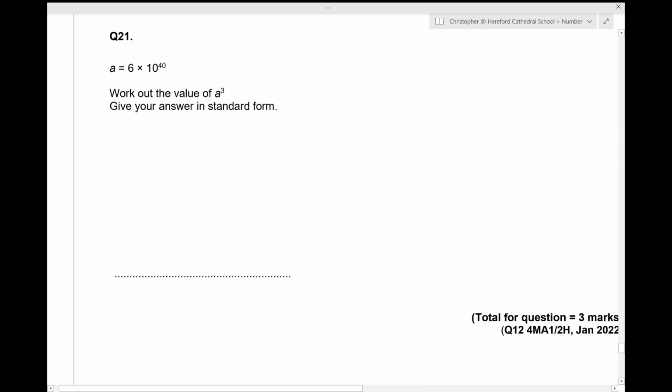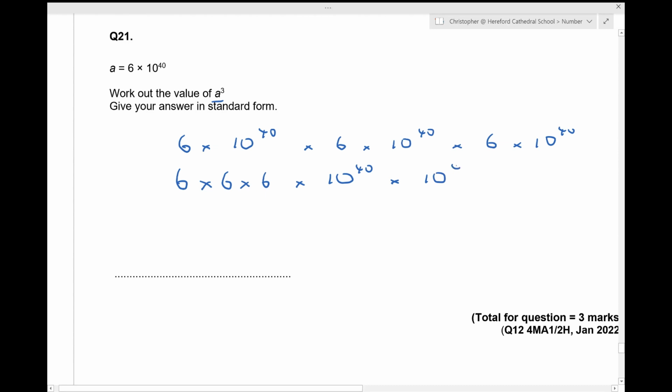Question 21. I've got to work out the value of a cubed. Well, that's going to be a times a times a. So that's going to be 6 times 6 times 6 times 10 to the power of 40 times 10 to the power of 40 times 10 to the power of 40.